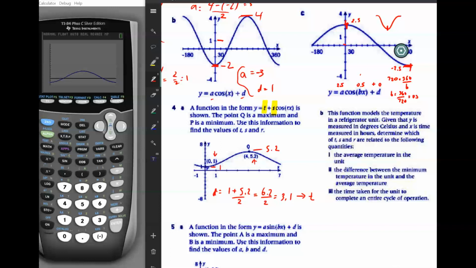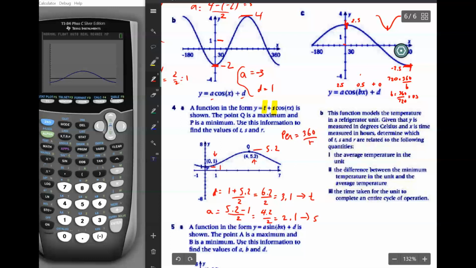The a value is the distance from, let's use the formula. It's kind of hard to look at it visually when you don't have whole numbers. So if you look at the formula for a, it's max minus the min divided by 2. So that's going to give us 4.2 divided by 2, which is equal to 2.1. So that is our s value. What about the r value? The r value is related to the period. Period equals 360 divided by b, but in this case they call it r.